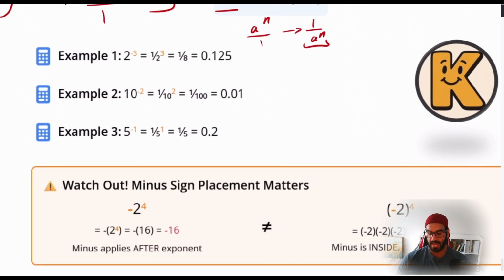So look at this example because sometimes it would be a little bit confusing for you. You have 2 questions. The first question is negative 2 to the power of 4, and another one is negative 2 to the power of 4. So you have to look at what is going on in these questions, right?